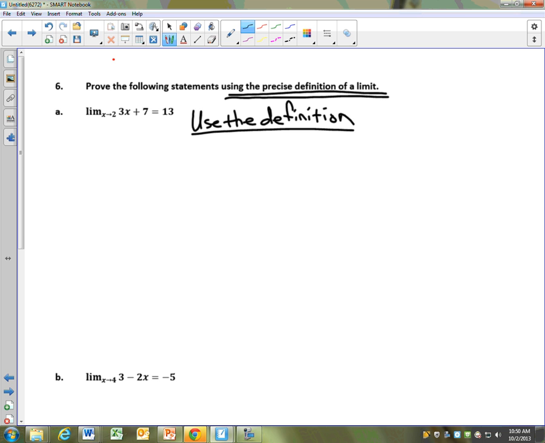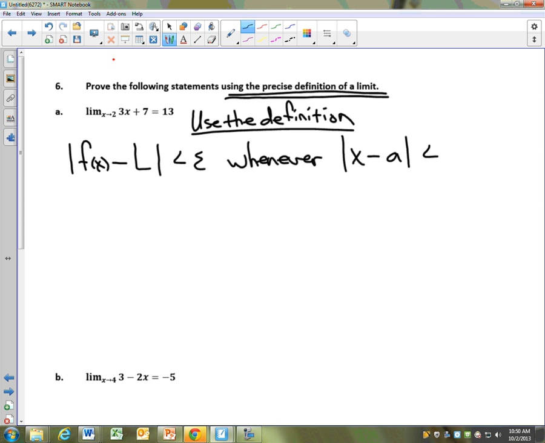Here's what we have to state. This is the portion that you really got to keep in your mind. Anytime you're asked to do a proof, you got to use the definition that you're given. And the definition is that the function minus, do you remember, minus the limit. So that's the distance between the function and the limit. That's your tolerance. Has to be less than what? Epsilon, whenever the absolute value of x minus a, so the distance between your x value and your a value, is less than delta.